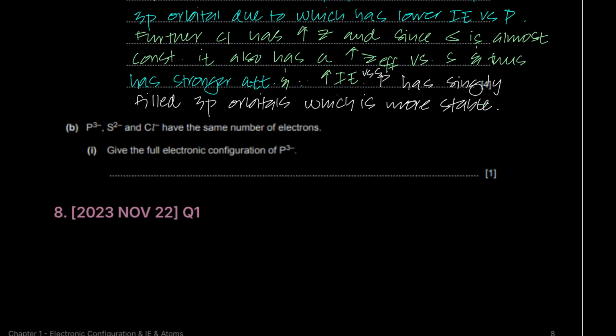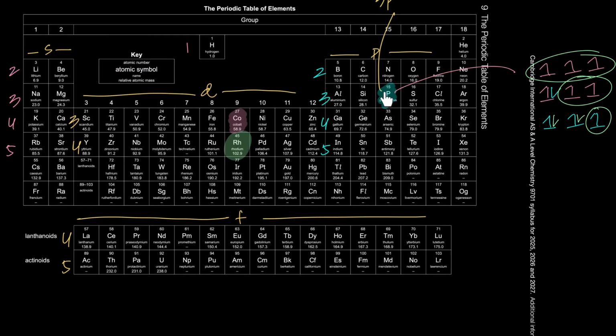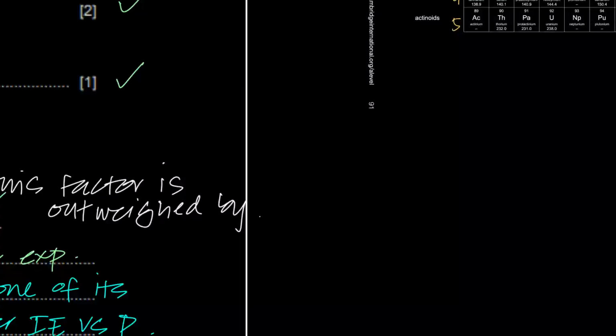Give the full electronic configuration of P3 minus. P3 minus means it has gained 3 electrons. So if this is phosphorus, make it gain 3 electrons. It'll have the same electronic configuration as argon. So it's 1s2, 2s2, 2p6, 3s2, and 3p6. That's it.